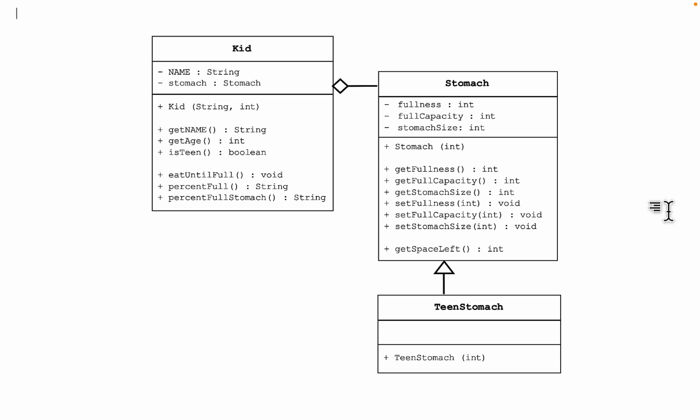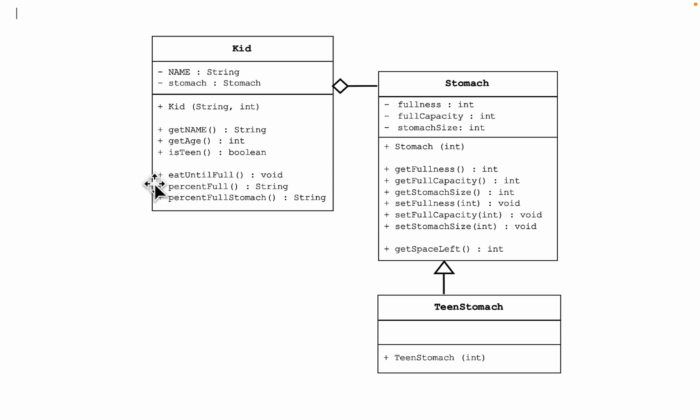And you'll see it's fleshed out a bit more. We've got a kid. We've got two attributes. Both instance variables are set to private. The string name, and a stomach, also called stomach, all lowercase. And then within we've got the kid constructor. We've got a few public getters, getName and getAge. And we have isTeen. It returns a Boolean if their age is between 13 and 19, sorry.